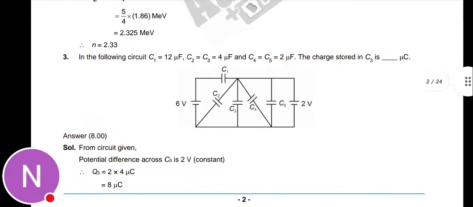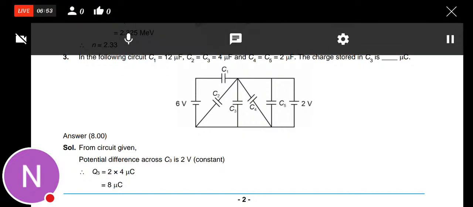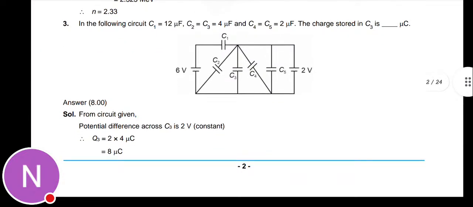So therefore 8 microcoulomb, 8 μC, is the answer for this question. Some of the questions they give will be tricky, and some will be easy, so you have to be careful, read the question, understand it and solve it.